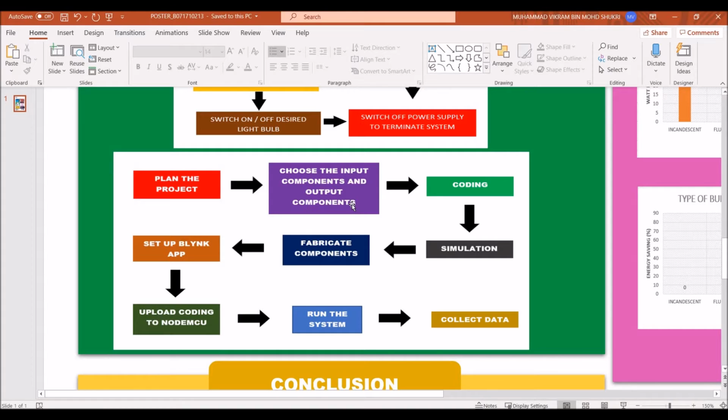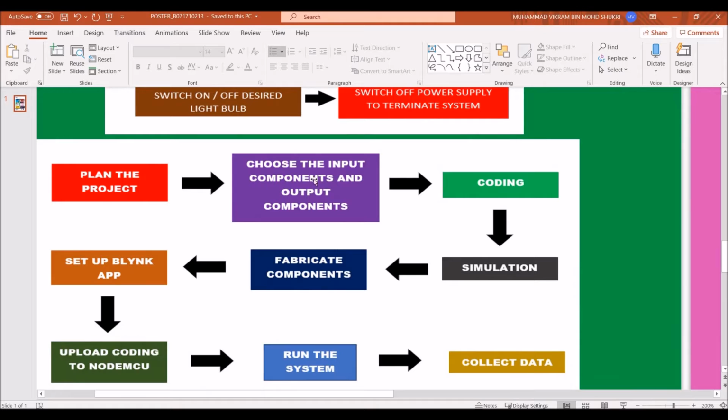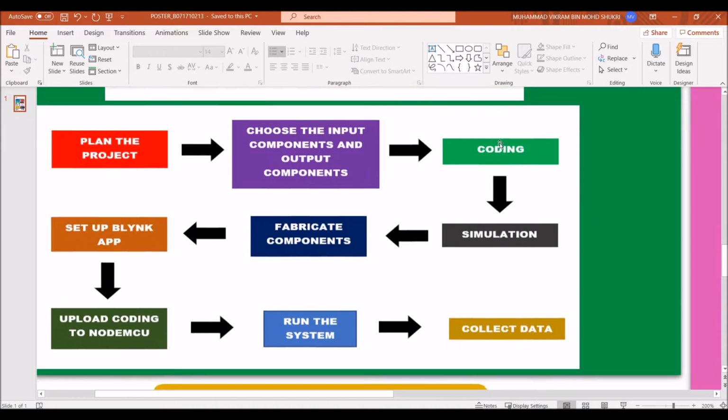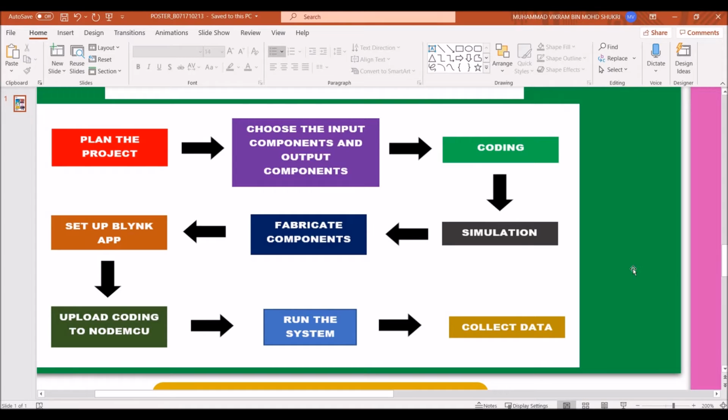I cannot use a PLC since I do not have one and I'm not allowed to go back to my campus. Next, I chose the input components and output components. After that, I started the coding based on the input and output components that I have. Next was my simulation.